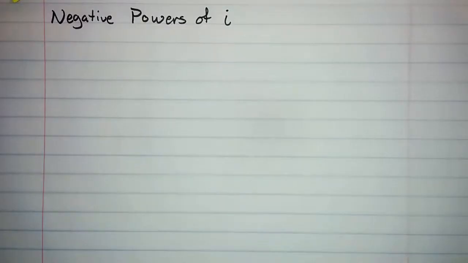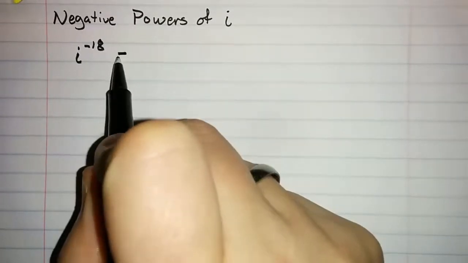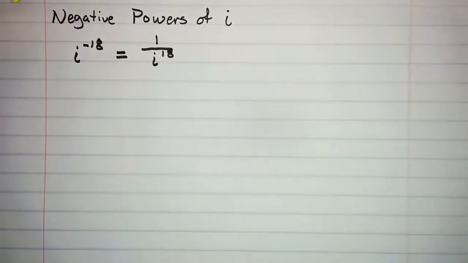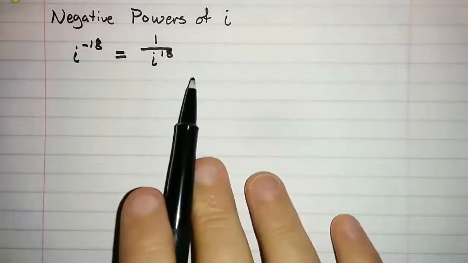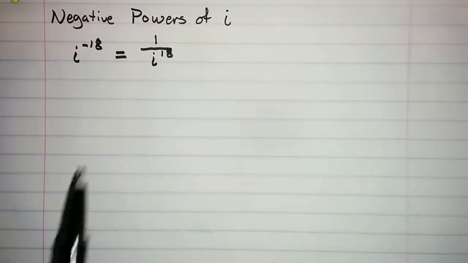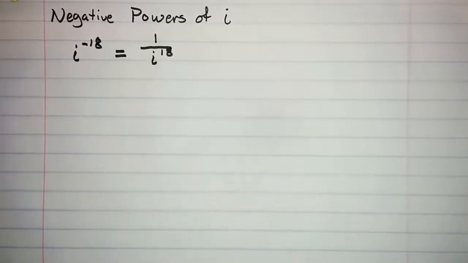We can also take negative powers of i. We could, for example, take i to the negative 18. Just by definition, that means 1 over i to the 18. What do I want to do here? Here I want to make my denominator 1. So I want to multiply my numerator and denominator by some power of i so that the power of i in the denominator is a multiple of 4.